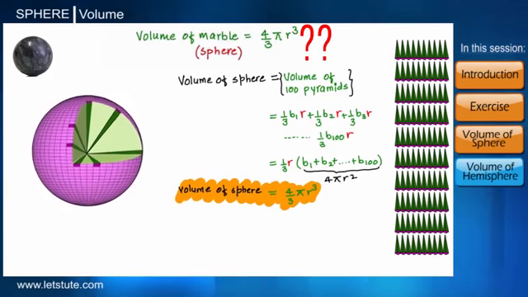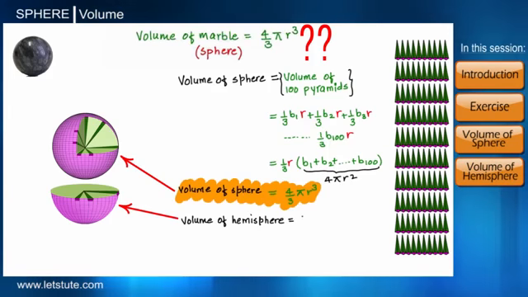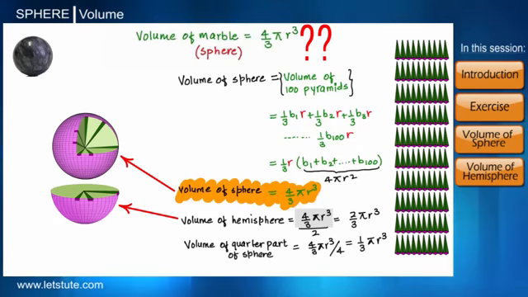And just as in our previous session, we derived the surface area of a hemisphere with the help of the surface area of a sphere, similarly, we can also find the volume of a hemisphere by using the formula of the volume of a sphere, where we divide the volume of a sphere by 2, which will give us 2/3 πr³. Also in the same way, by dividing it by 4, we will get the volume of the quarter part of a sphere, which is 1/3 πr³.